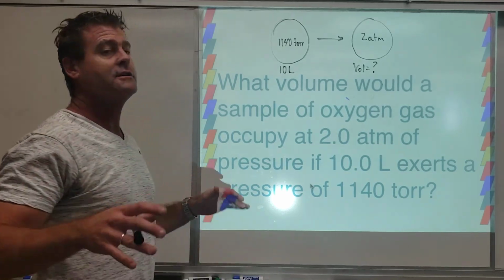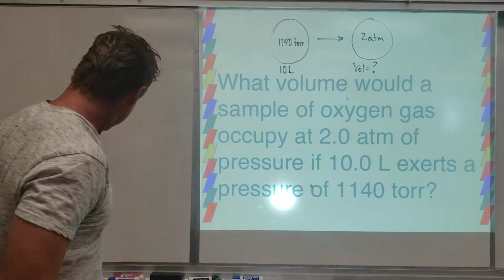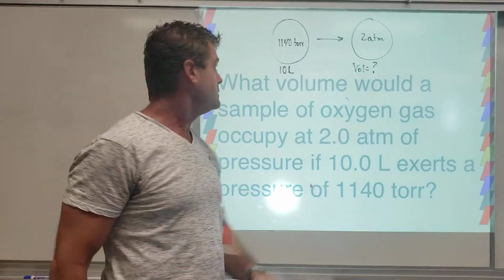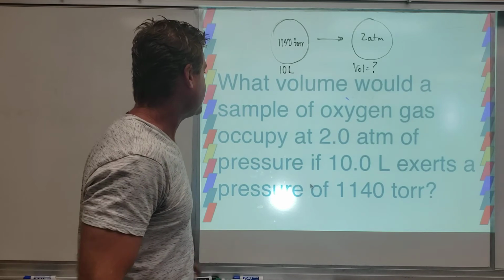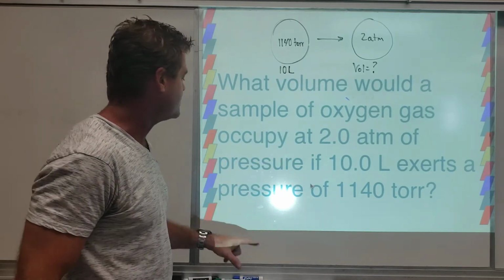Okay. So you guys, it'll always help if you do some drawings. Remember, when we're thinking about gases, just do a balloon. So it gives us some conditions. It says, what volume would a sample of oxygen gas occupy at 2 atmospheres of pressure if 10 liters exerts a pressure of 1,140 torr?